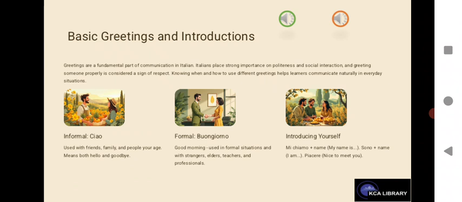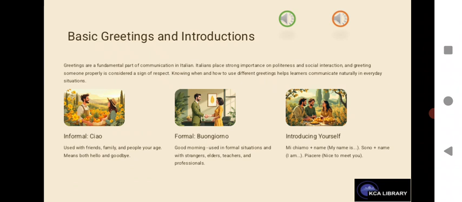Greetings are an essential part of communication in Italian. Italians place great importance on politeness and social interaction, so using the right greeting shows respect and helps you communicate naturally in everyday situations.